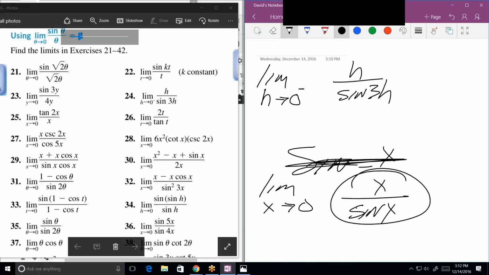Because it would be 0 over sine of 0. If the limit of sine x over x is 1, then the limit of x over sine x has to be 1 also, I believe.